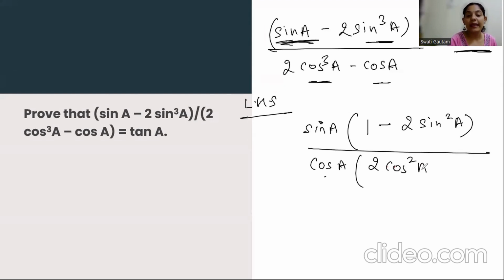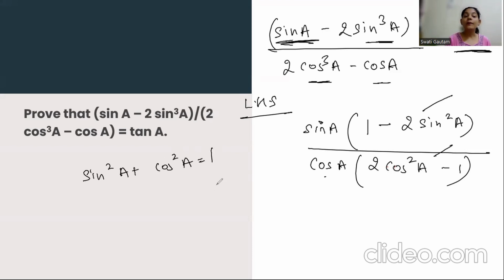2 cos square A minus 1. This is left. Now, we know that this and this, they are not same, because in one part we have sine square A and in another part we have cos square A. And we know the identity that sine square A plus cos square A is equals to 1. So either you will put in the place of sine square A as 1 minus cos square A, or you want to put in the denominator the value of cos square A, that is 1 minus sine square A.